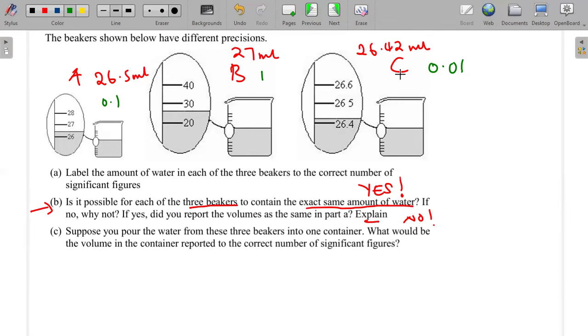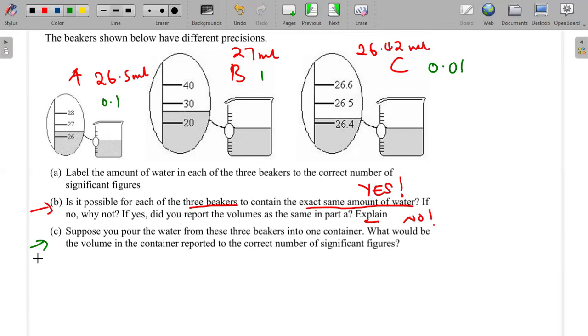You can see this has 1 decimal place, this has 0, this one has 2 decimal places. Okay, but is it possible that all the beakers have the same water? Yes, they have the same amount of water, but because of the way the beakers are calibrated, we can't get the same measurements from all of them. We're going to get slightly different, but you can see that all these measurements are actually just very close to each other. Okay, so that's the explanation you can give there.